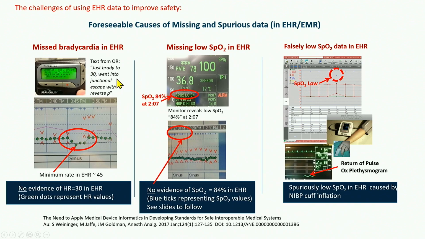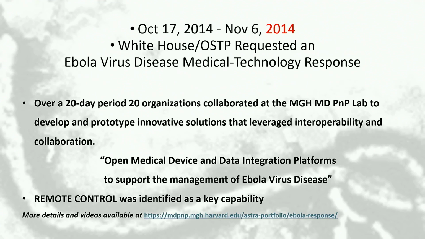This was a text I received that the patient just went into brady at 30. You look at the EMR, and there's no record of the heart rate below 45. Or SATs that are missing in the EHR. This was true that the SpO2 was 84 at one point, but that's missing from the EHR because it's averaged out by the sampling. Or the NIBP inflates, and you have low blood pressures, and those happen all the time. And so what data should we use to build smart systems and to improve patient safety?